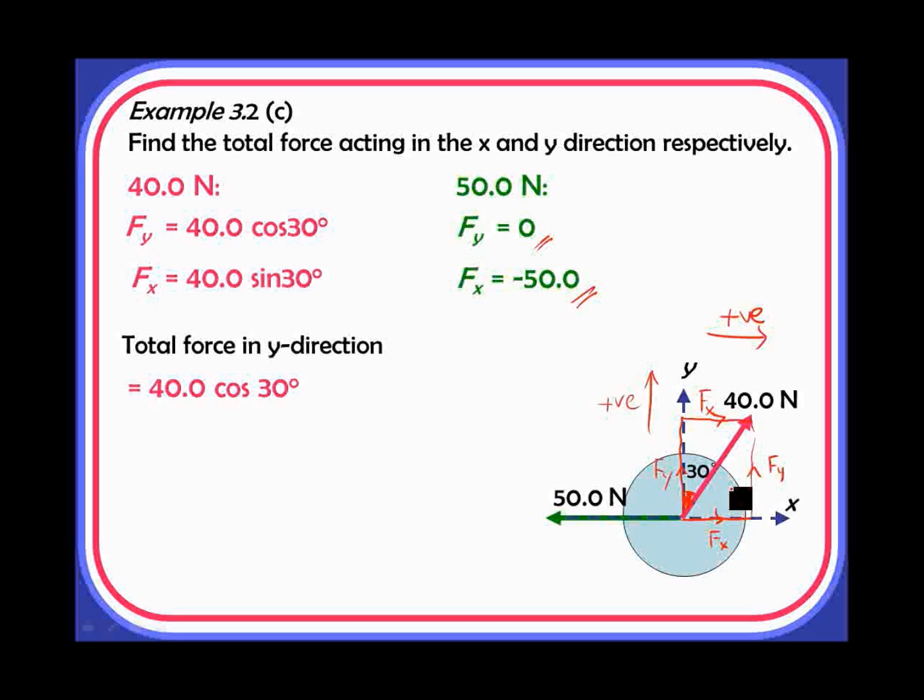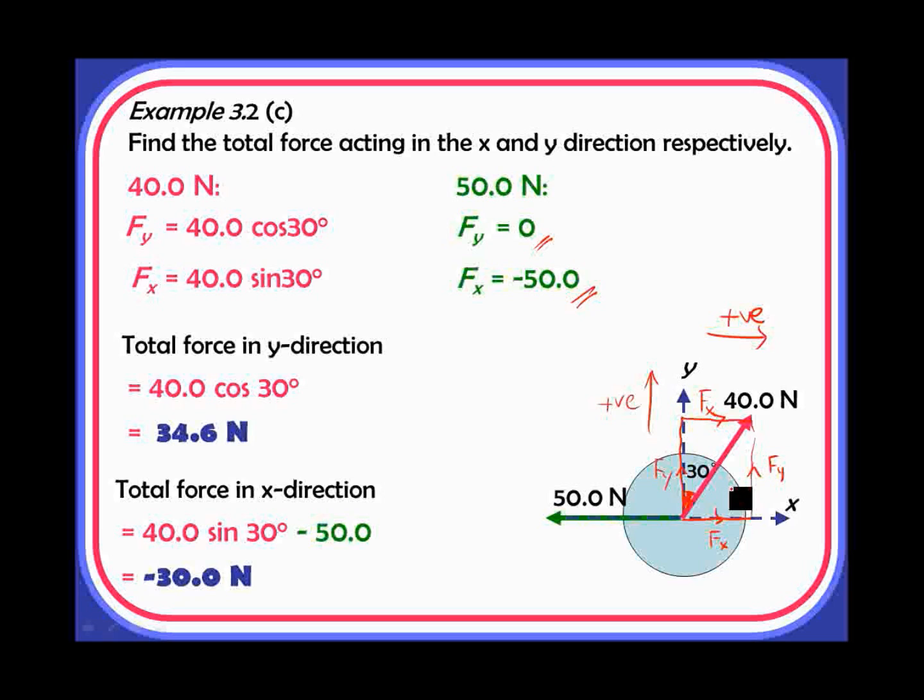So the total force in the y direction will be just 40 cos 30 minus 0. So it's still 40 cos 30, and that will give me a magnitude of 34.6. The total force in the x direction will be 40 sine 30 minus 50. So that will give you an answer of minus 30 Newton. So the resultant force in the x direction is actually 30 Newton to the left.